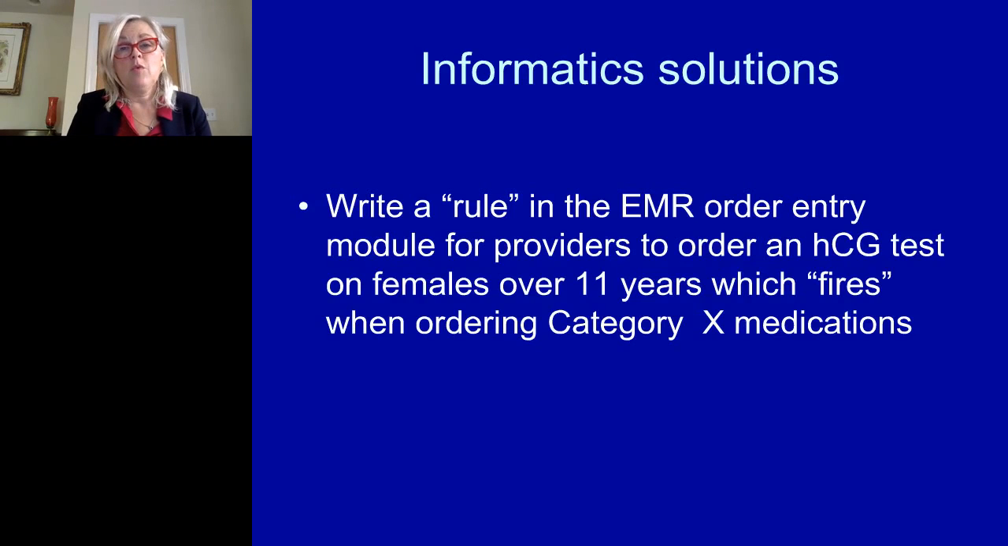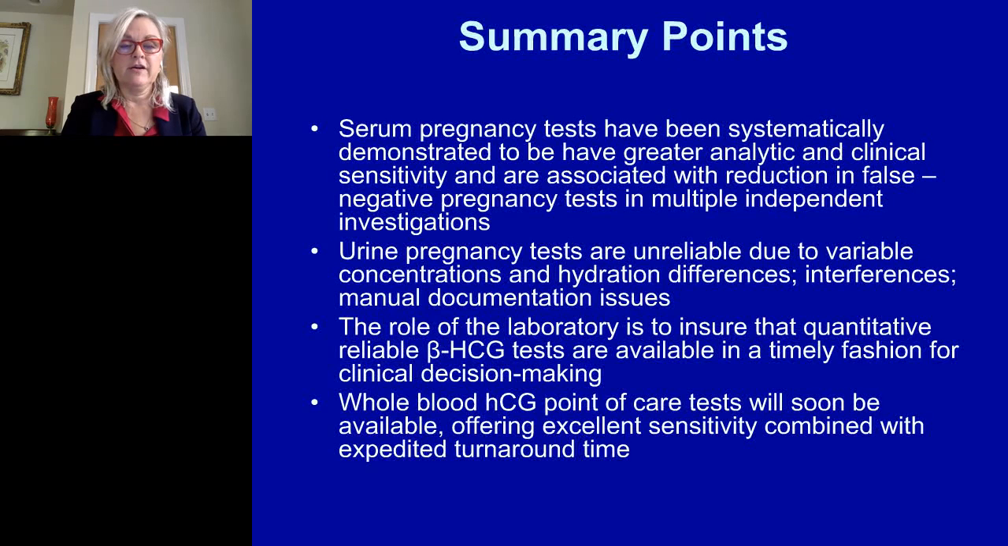So one suggestion in the informatics world has been to write a rule in the order entry when you are ordering category X medications, which could have an adverse outcome on a pregnancy, on anyone over a certain age. In the state of California, many have chosen an early age, like 11 or 12, and that you would order a test and it would automatically fire when you are ordering this type of medication.